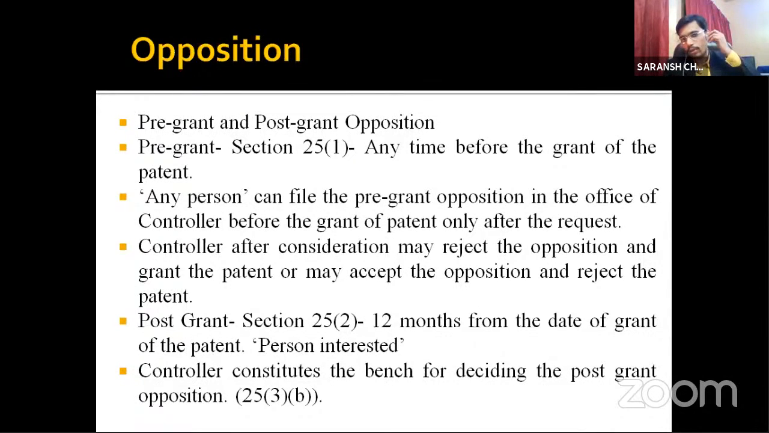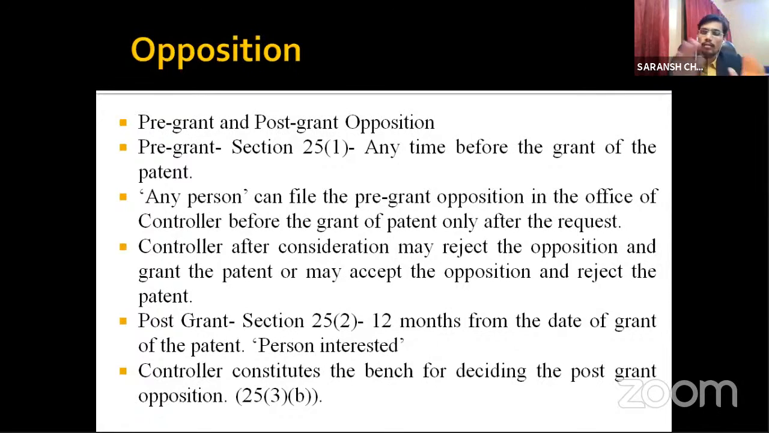So post-grant, as I told you, under Section 25 clause 2, post-grant opposition has to be filed within 12 months of the grant of patent. And as I told you, the person interested is defined in Section 2 clause 1(t). More important is the constitution of the bench dealing with post-grant opposition. You don't have to get confused. The controller in a pre-grant opposition can see the case and decide it on merit. But in a post-grant opposition, since it is a person interested, the controller is deemed to have an opposition board, which will see the post-grant opposition and all the intricacies dealt with in it.